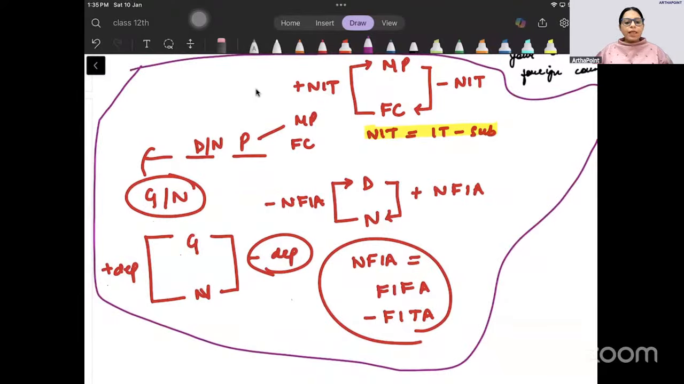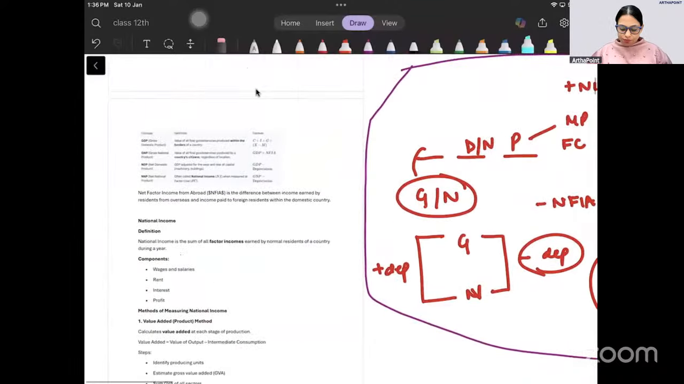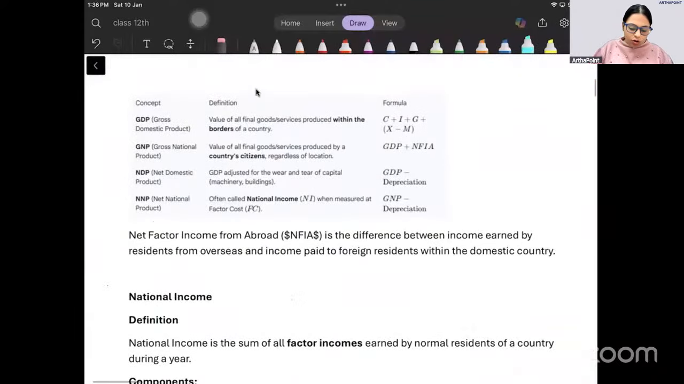ठीक है? अच्छा, इसमें these are indirect taxes, huh? Sometimes you make a mistake and you include income tax. Don't do that. Income tax is not included. ये एक direct tax है. We are only including indirect taxes, not direct taxes. तो ये एक चीज है which you have to keep in mind. So based on this, I want all of you to read this.